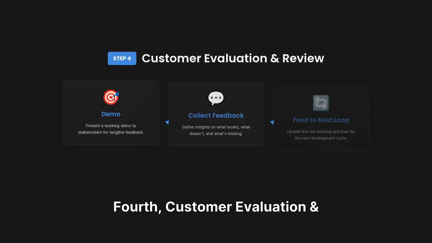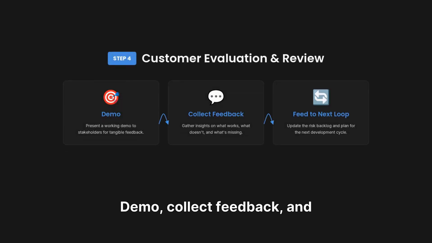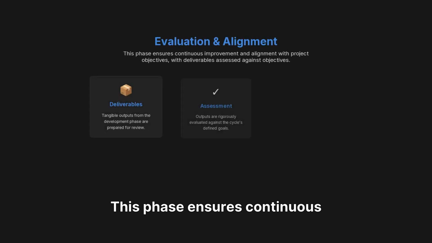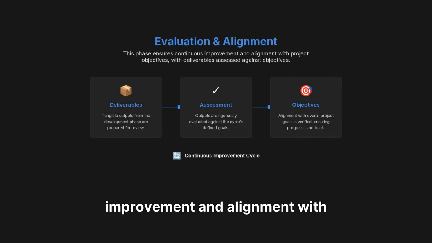Fourth, customer evaluation and review. Demo, collect feedback, and feed it directly into the risk backlog and the next loop's plan. This phase ensures continuous improvement and alignment with project objectives, with deliverables assessed against objectives.